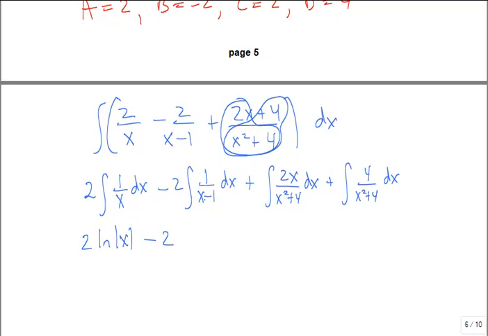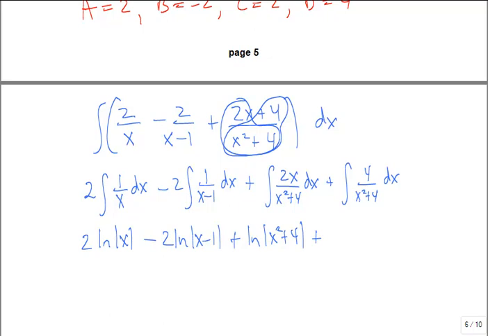This is also an ln because the derivative of x minus 1 is 1. So you have stuff prime over stuff. So this is 2 ln of the absolute value of x minus 1. This is also an ln because the derivative of x squared plus 4 is just a 2x. So we don't even need to modify anything here. I'm just going to have the ln of that denominator. I have all the right pieces already.